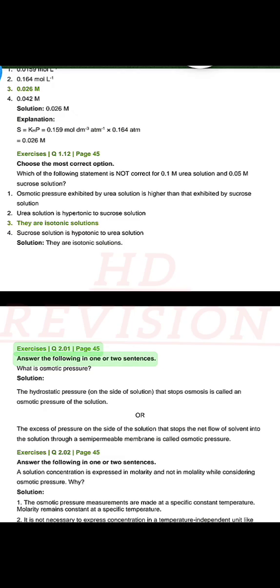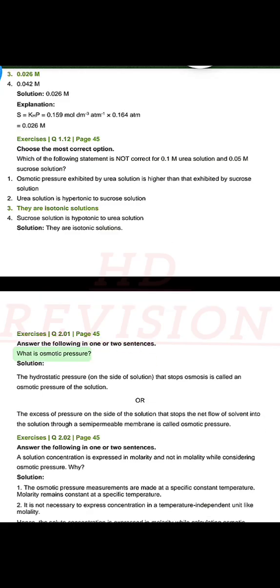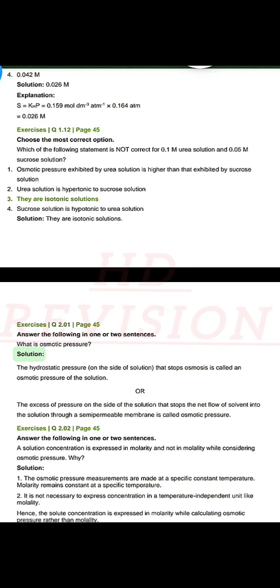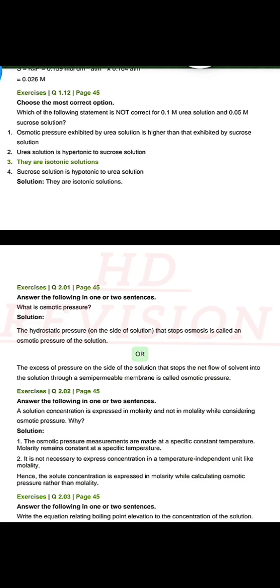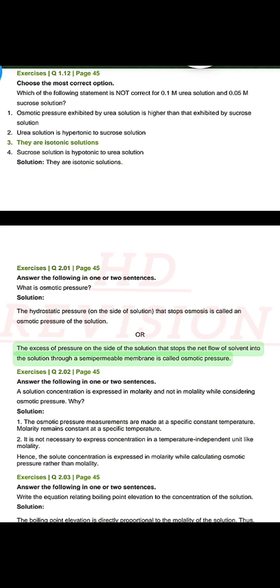Exercises Q2.01, page 45. Answer the following in one or two sentences. What is osmotic pressure? Solution: The hydrostatic pressure on the side of solution that stops osmosis is called the osmotic pressure of the solution. Or, the excess of pressure on the side of the solution that stops the net flow of solvent into the solution through a semipermeable membrane is called osmotic pressure.